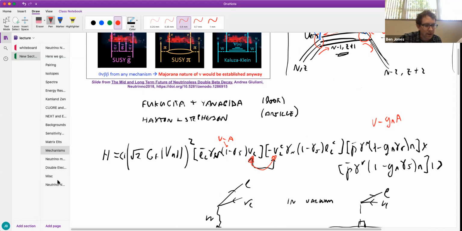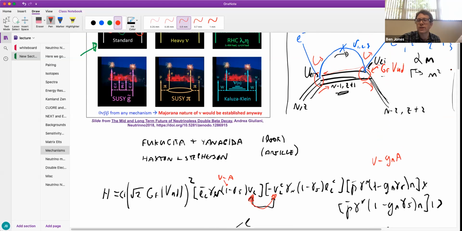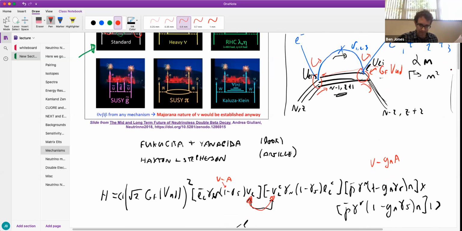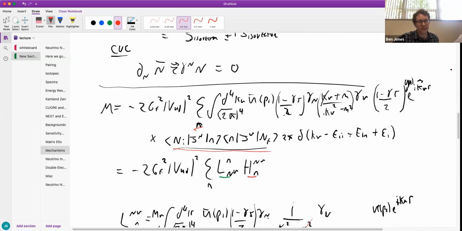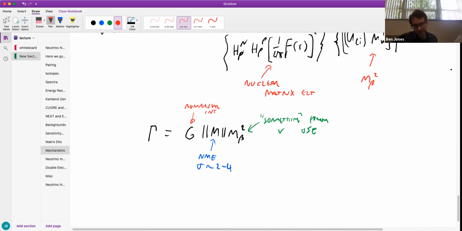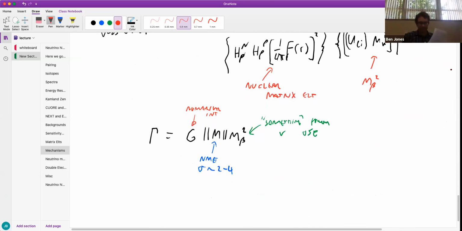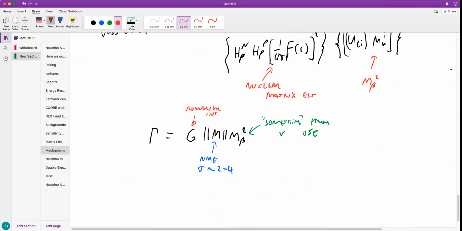Then there's people debating amongst themselves. Yeah, m1 and m2 are the physical light neutrino masses after diagonalization. Okay, fantastic. It looks like the questions have more or less died down a bit.